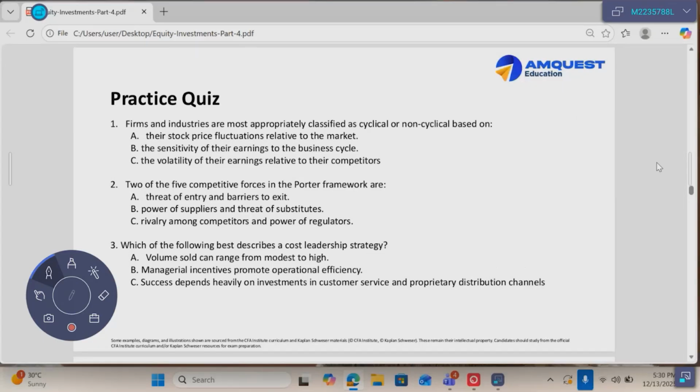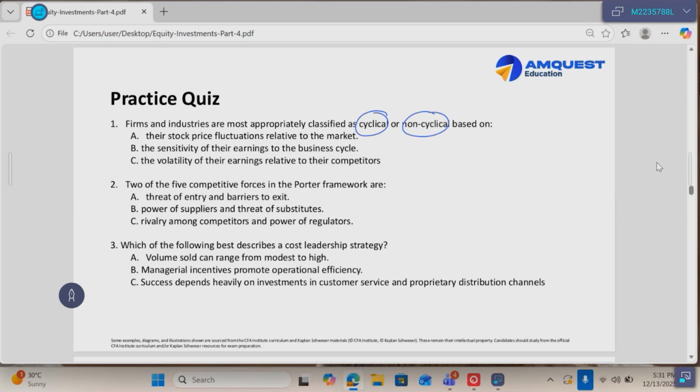Then we'll discuss. Firms and industries are most appropriately classified as cyclical or non-cyclical. So it's basically related to the business cycle and the economy and how the profits or the earnings are impacted. Let's see the options. The stock price fluctuations related to the market? No, because stock prices tend to fluctuate whether you are defensive or cyclical. That's not the answer. Sensitivity of the earnings, this is what we are looking for. The volatility of the earnings related to the competitors? It's not related to the competitors, it's actually related to the business cycle. So this portion is wrong. That is why B is our answer.